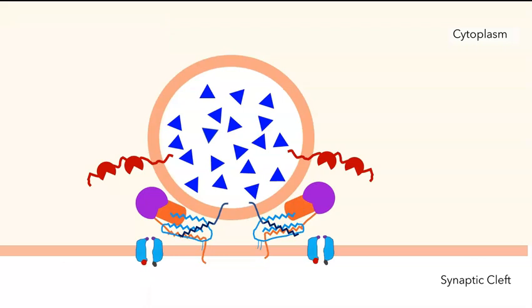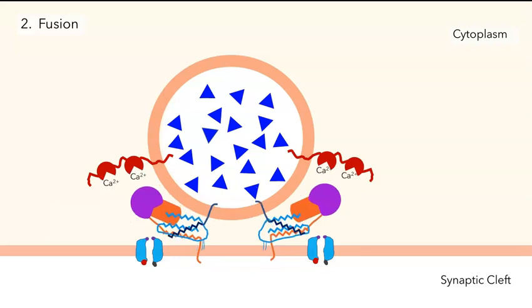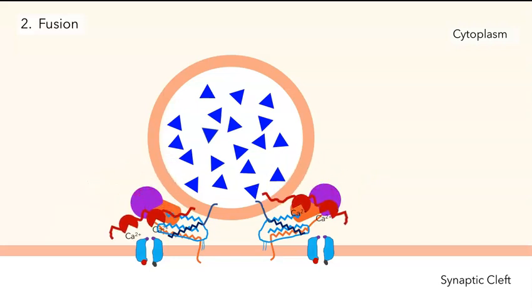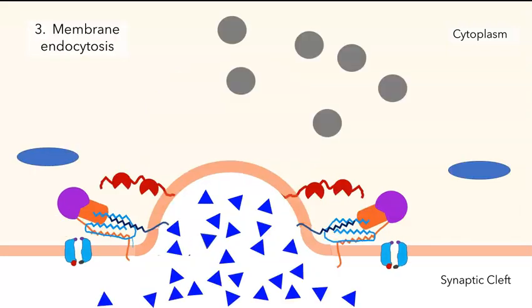To get release, we're going to need to bring in calcium. So when the action potential arrives at the terminal, calcium will enter the cell through these voltage-gated calcium channels and bind to the synaptotagmin. This causes a conformational switch, and that then allows the two membranes to be pulled even closer together, allowing the fusion of the membrane and the release of the neurotransmitter.